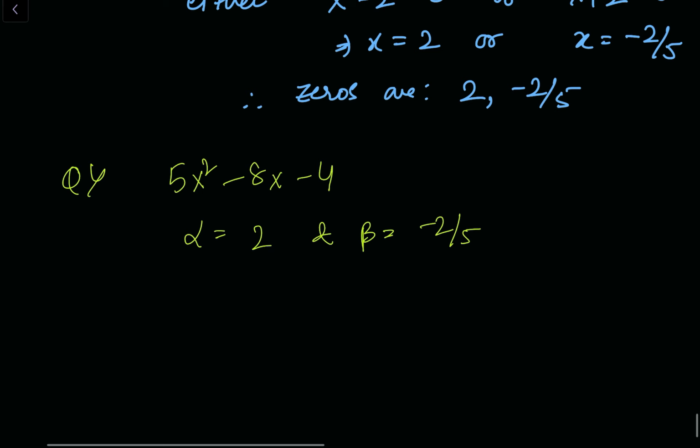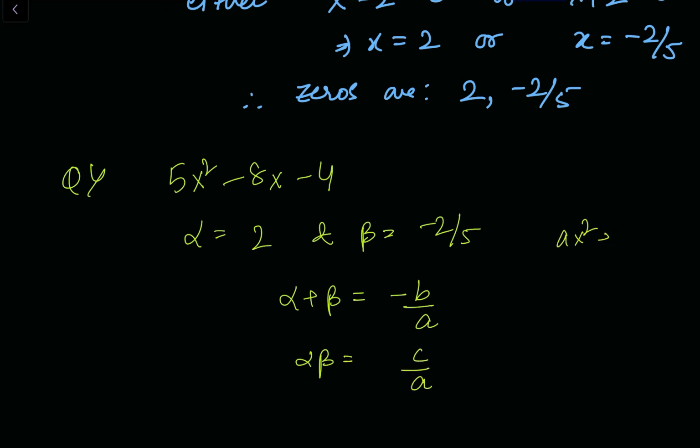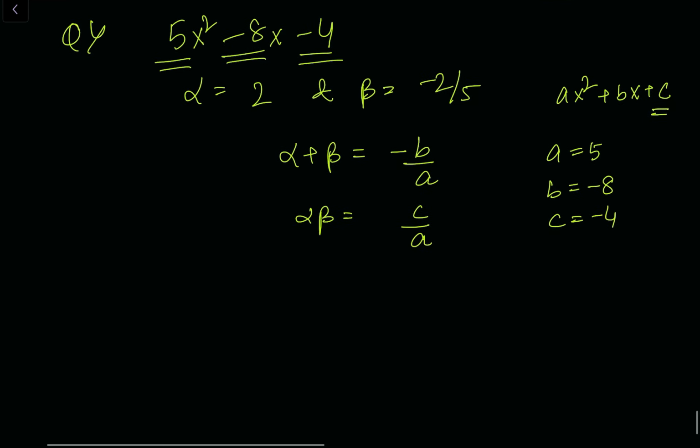So what does our result say? That alpha plus beta is minus b by a and alpha into beta is c by a. And we had our polynomial ax square plus bx plus c. Now we know alpha and beta. Let us also write down a, b and c. a is the coefficient of x square. If you compare here, a is 5, b is the coefficient of x, so b is minus 8, and c is the constant term, so c is minus 4. Now let us verify.